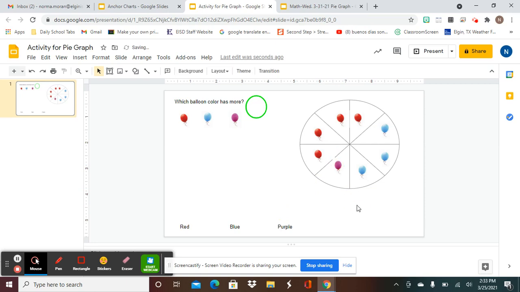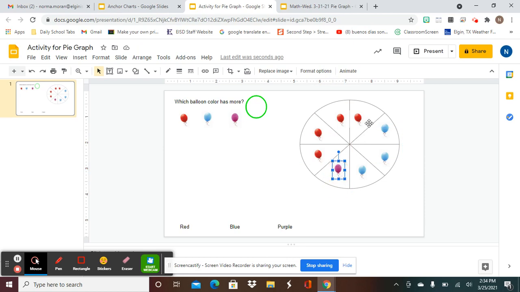Okay. So looking at this pie graph, which balloon has the most or has more? Remember, more means más. ¿Cuál tiene más? Do you think it's the red, the purple, or the blue? Can it be the purple? Does this one have more? No, we do not have more of the purple balloons because we only have one.